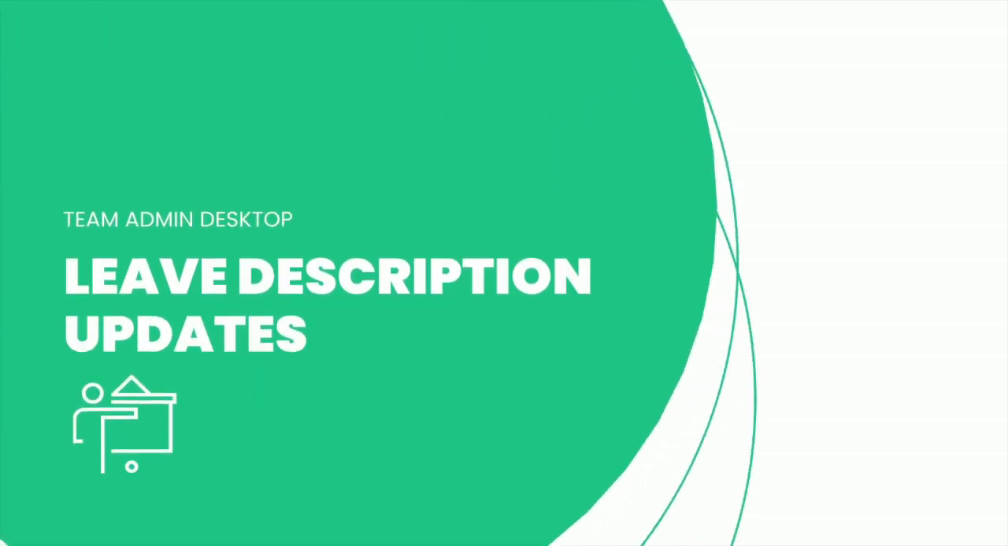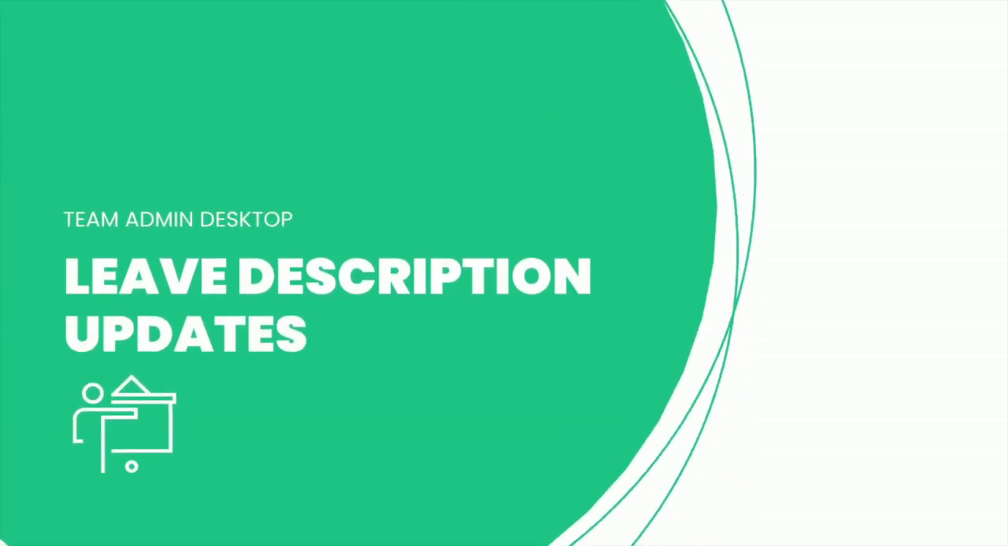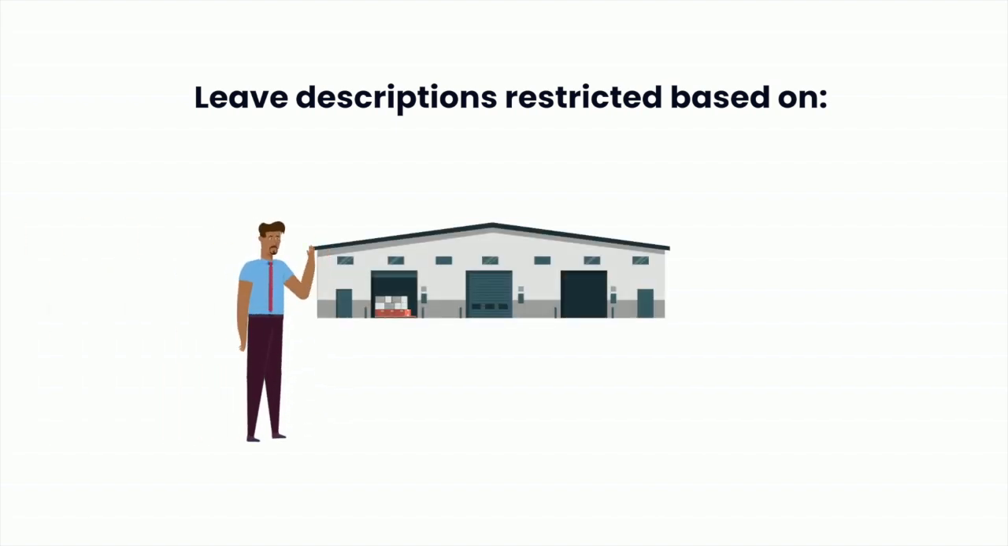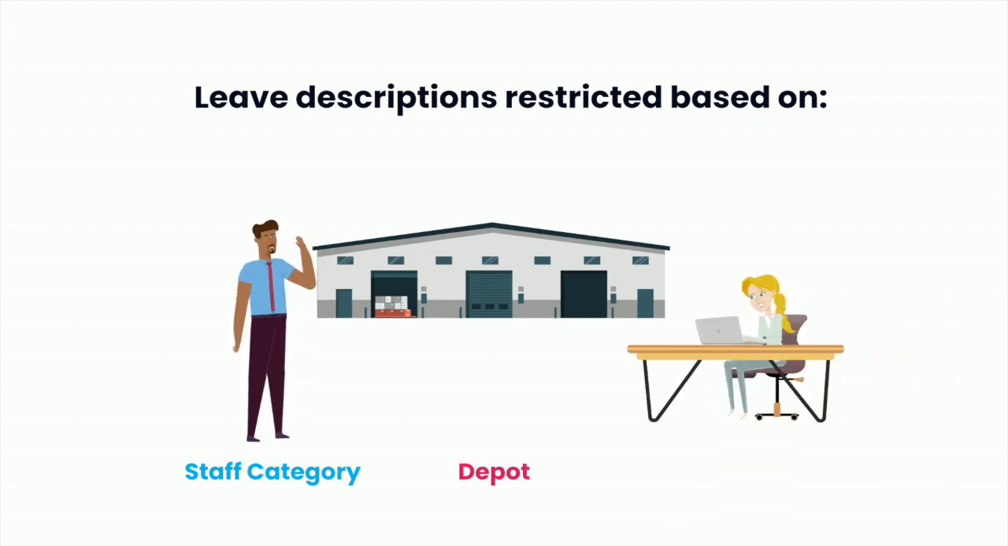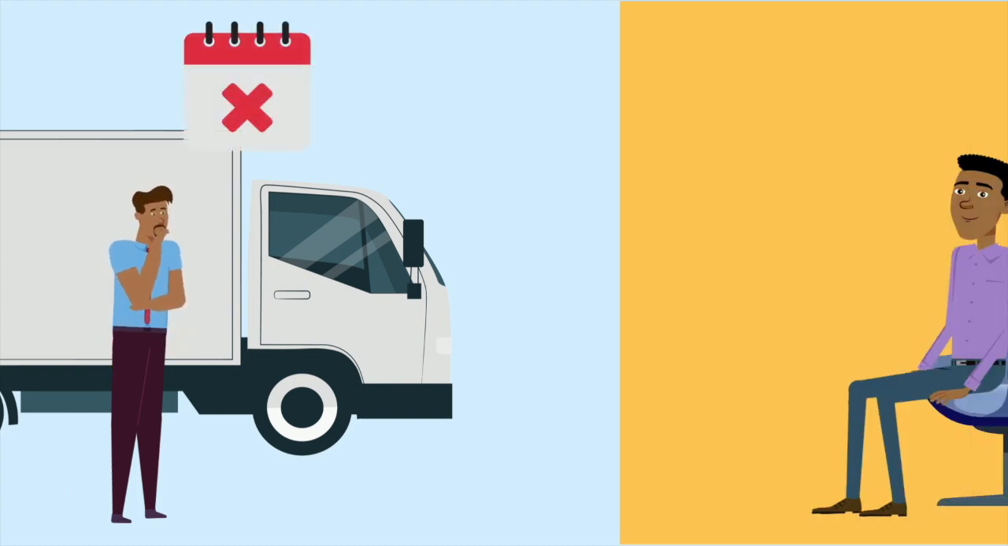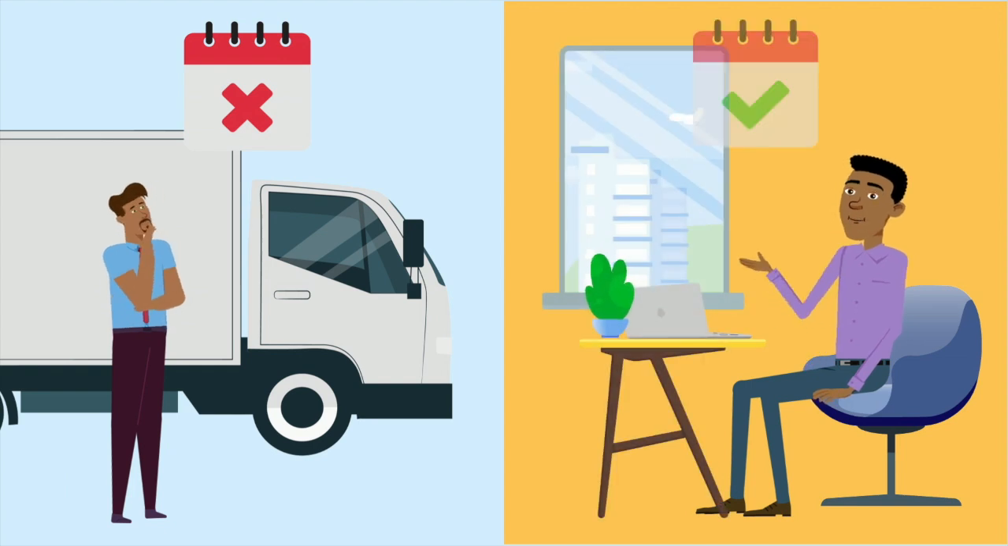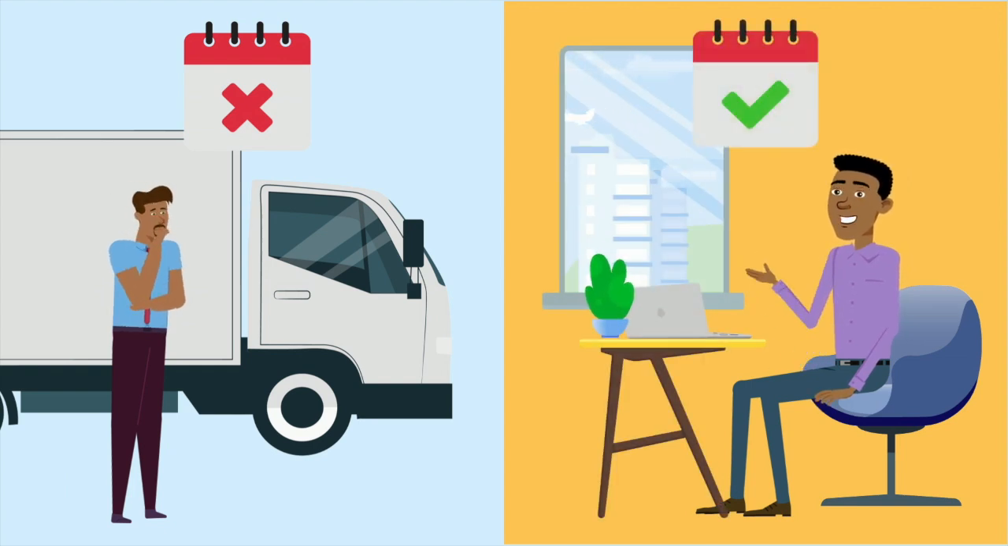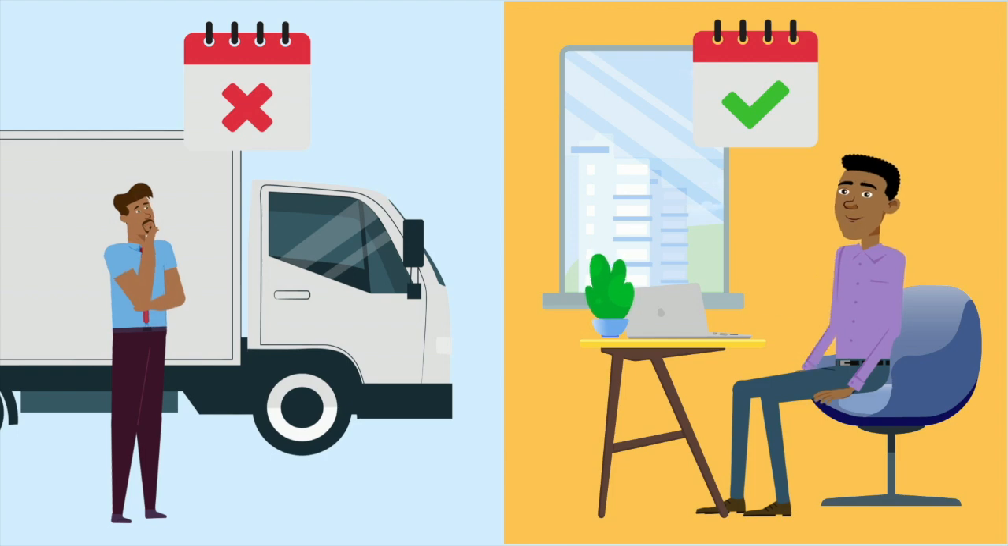We've made a couple of changes to leave descriptions with this update. Firstly, we've added a feature which allows the available leave descriptions to be restricted based on either staff category, depot or department. An example of where this might be used is to prevent half days being booked for drivers, but then made available for office staff. This provides you with a tailored experience of staff annual leave.